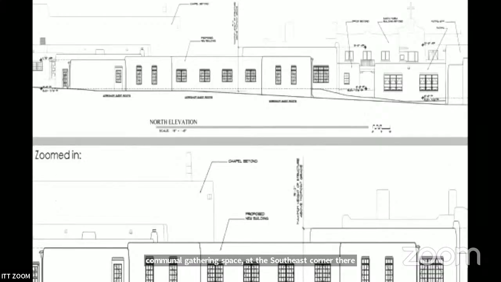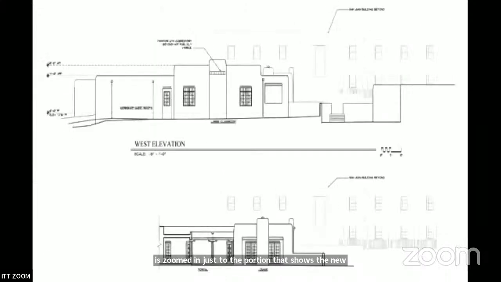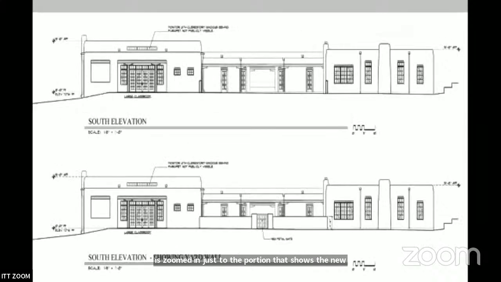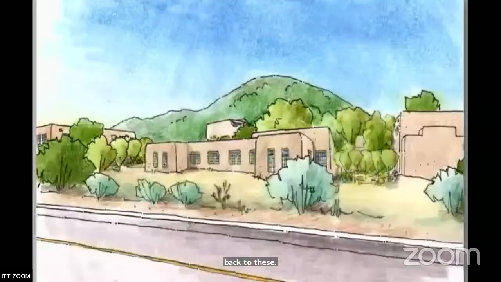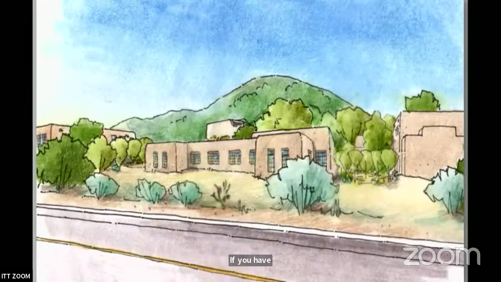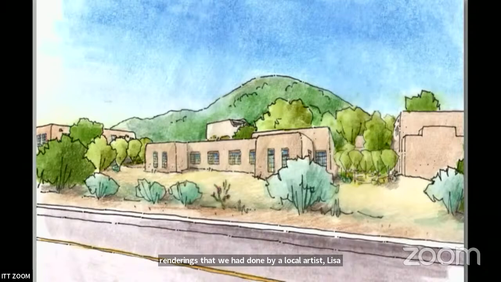And the elevations, this is the north street facing elevation. The top is zoomed out so you can see the full context, and the bottom version is zoomed in just to the portion that shows the new building. And then the west and south, and we can certainly come back to these if you have questions about individual elevations.